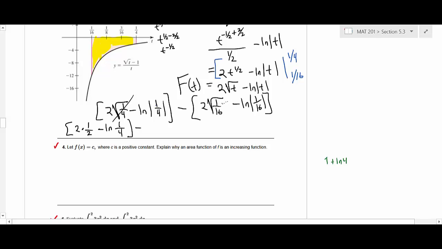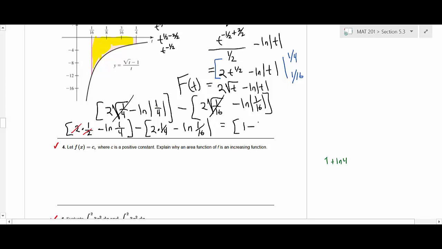Then we go to the next one. The square root of 1/16 is 2 times 1/4. And then same thing here, that's just logarithm of 1 over 16. So we got a little bit of basic simplification that we can do, and you have to pay attention to these logarithms when they show up. What's going to happen is that's going to cross out, so that's going to give me 1 minus.